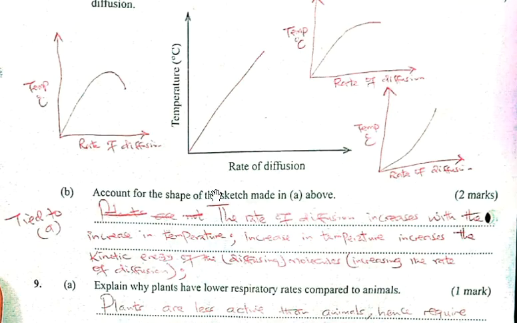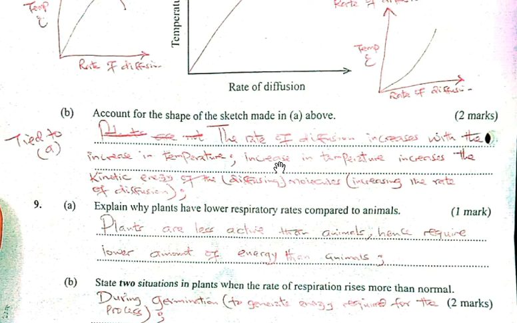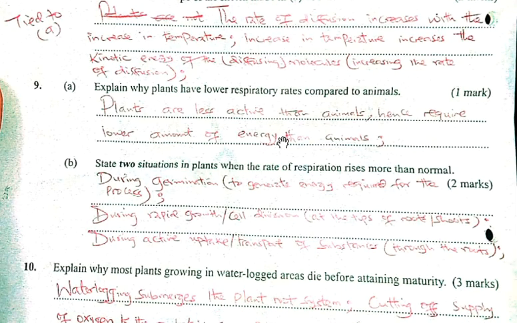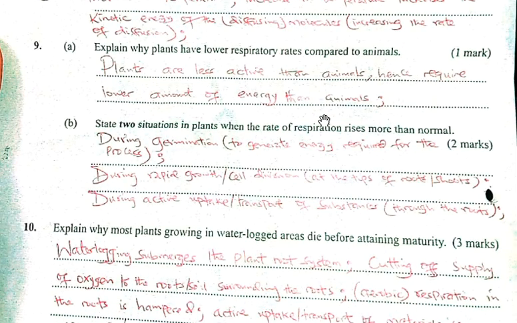Then account for the shape of the sketch made. The rate of diffusion increases with the increase in temperature, and an increase in temperature increases kinetic energy of the diffusing molecules, hence increasing the rate of diffusion. Question 9a. Explain why plants have lower respiratory rates compared to animals. This is because plants are less active than animals and hence require a lower amount of energy than animals.